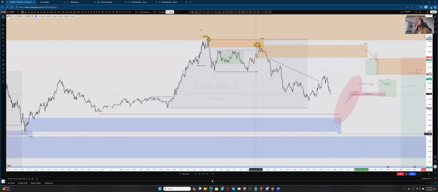But this is still premature. This is still early. Price hasn't even reached our time frame yet. So I'm still watching, paying attention. All right, so price continues, boom. It mitigates this zone.